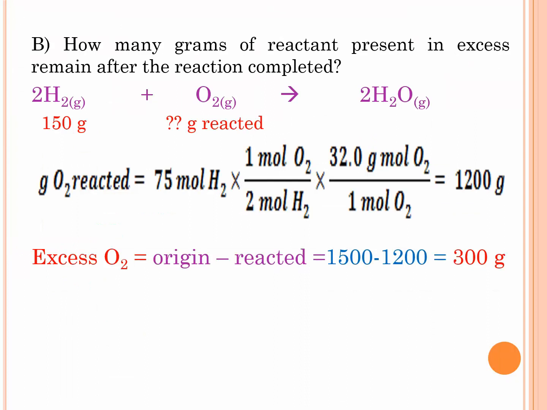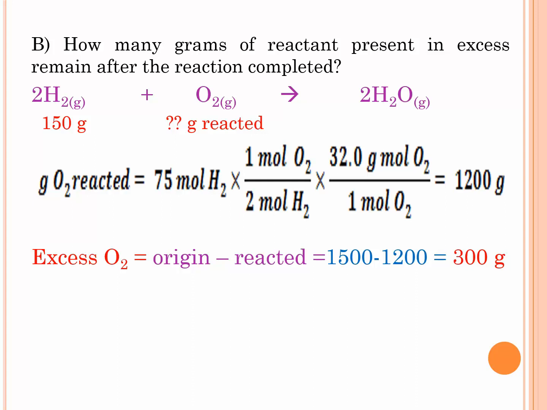1.4 times 10 to the minus 2. Also in B, how many grams of reactant present in excess remain after the reaction is consumed? Again, here we have 150 grams. How many grams reacted? So grams of oxygen reacted, 75 times 1 divided by 2, because here 2 reacts with 1, so 75 reacts with how many? 75 times 1 divided by 2.